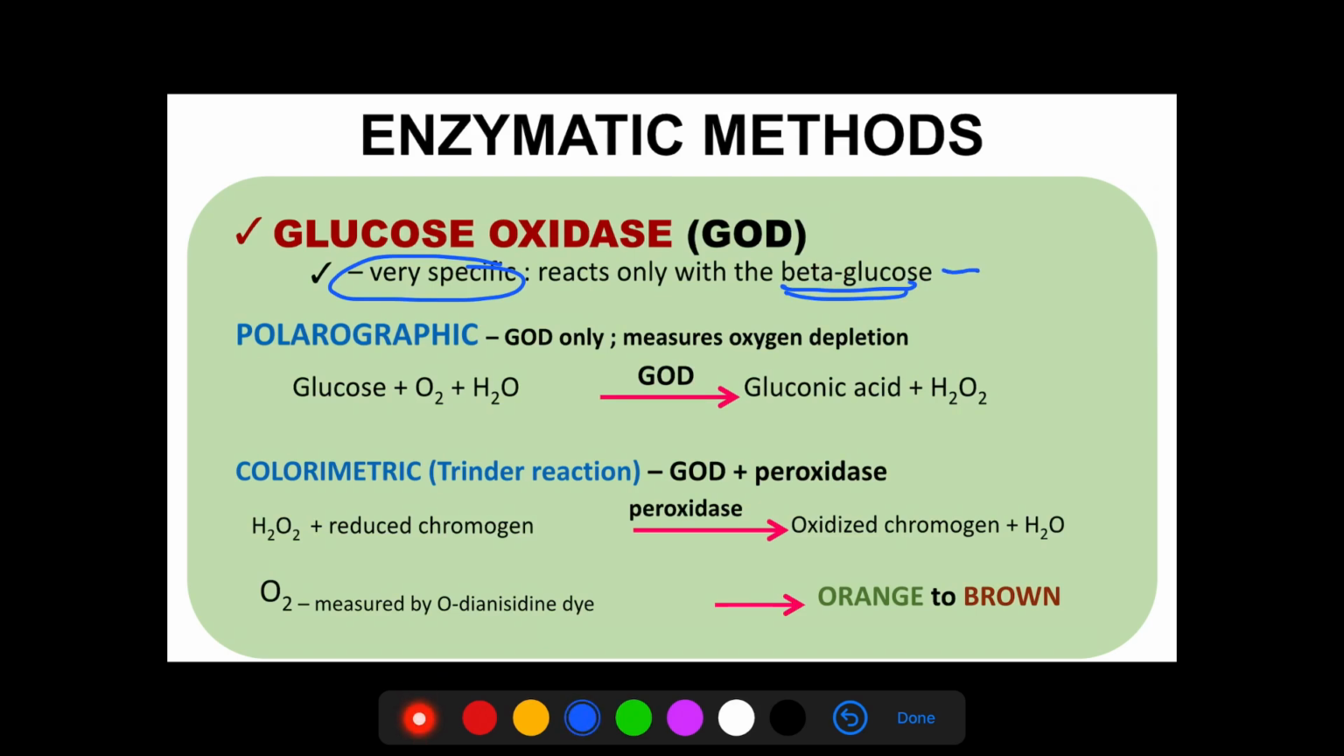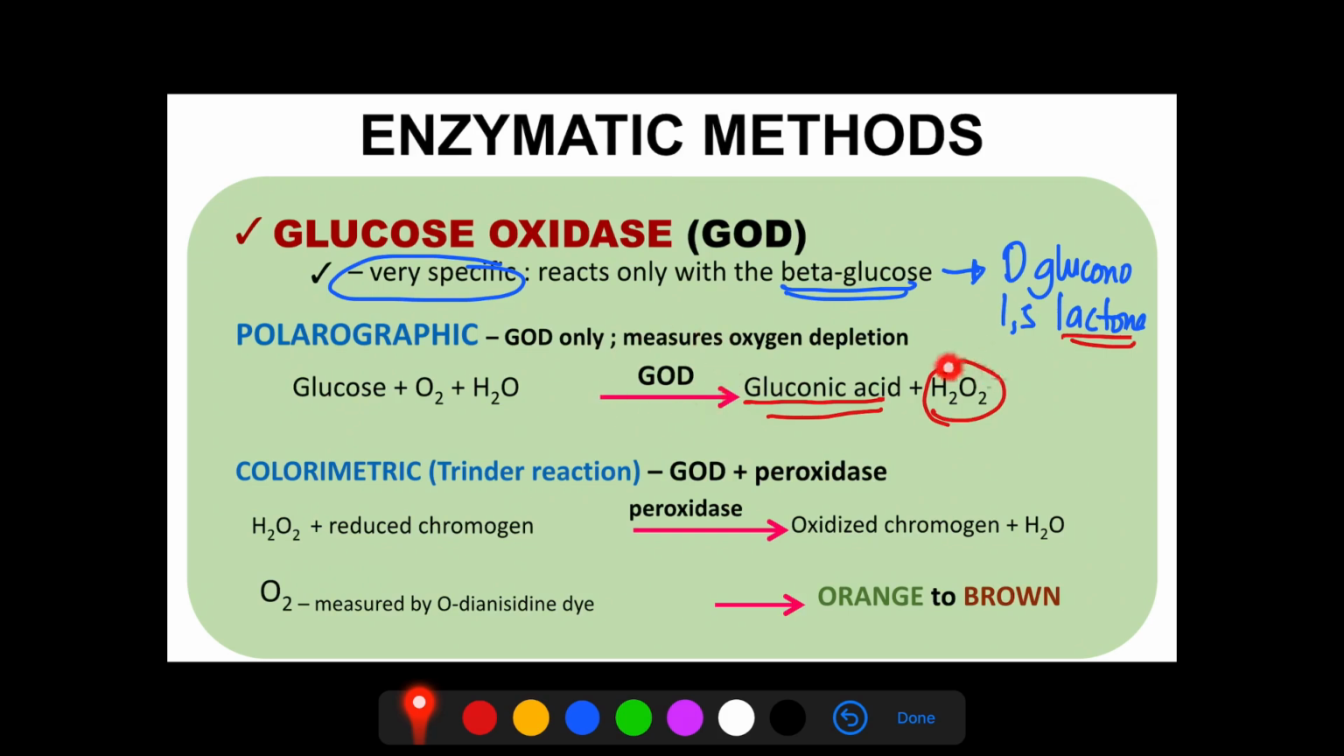So this one, D-glucono-1,5-lactone. It's the GOD that will catalyze the oxidation of this beta glucose to this substance. There will now be a formation of hydrogen peroxide, and the lactone here will then slowly be hydrolyzed to gluconic acid. So that's why you have gluconic acid and hydrogen peroxide formation in the presence of glucose oxidase.